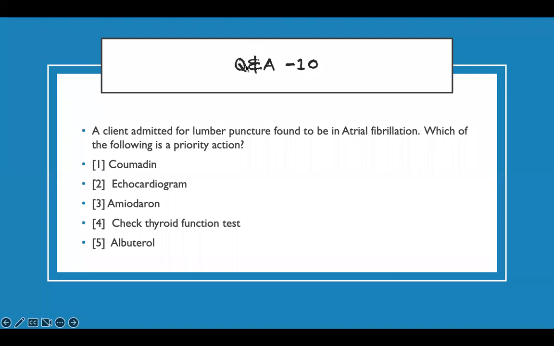Same story. Which of the following is a priority action? Same, B-sharp. A client admitted for lumbar puncture is found to be in atrial fibrillation. So the case problem is somebody having a lumbar puncture who is now in what? AFib. Therefore, lumbar puncture is irrelevant. It's not my buzzword. If I'm rewriting, I'm not putting lumbar puncture in. The case now, and the buzzword, is atrial fibrillation, priority action. That's all.